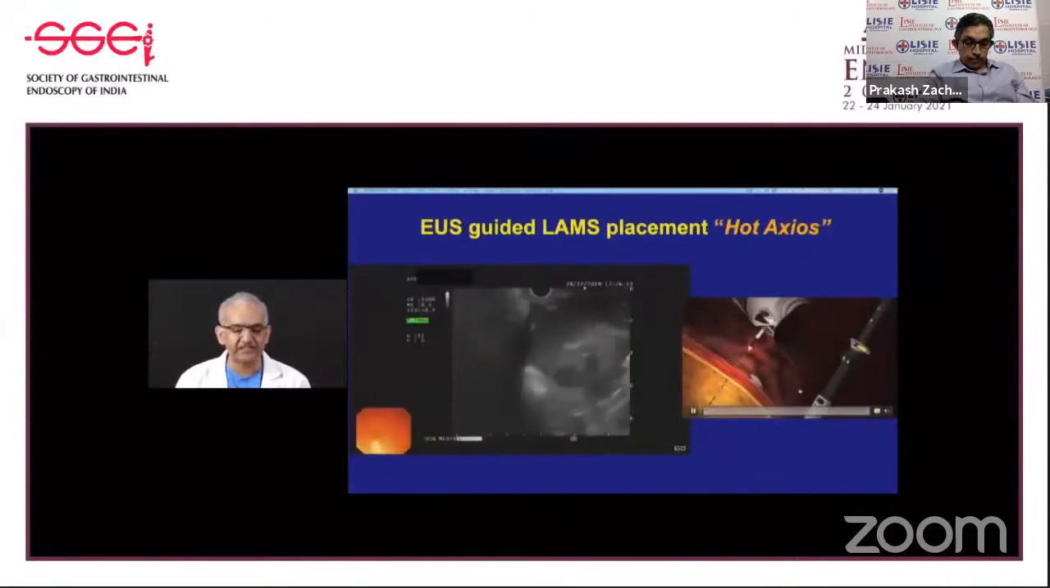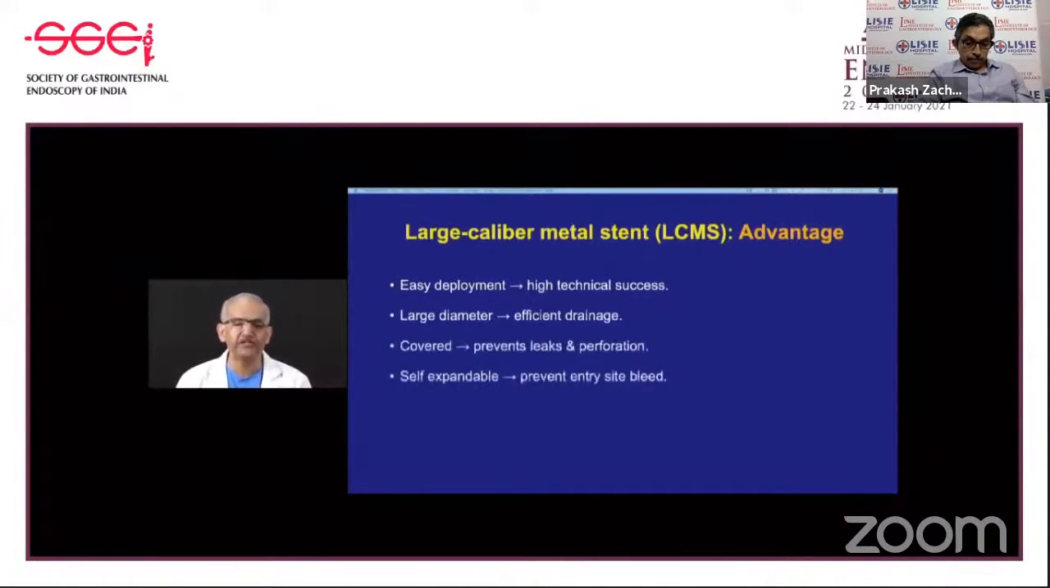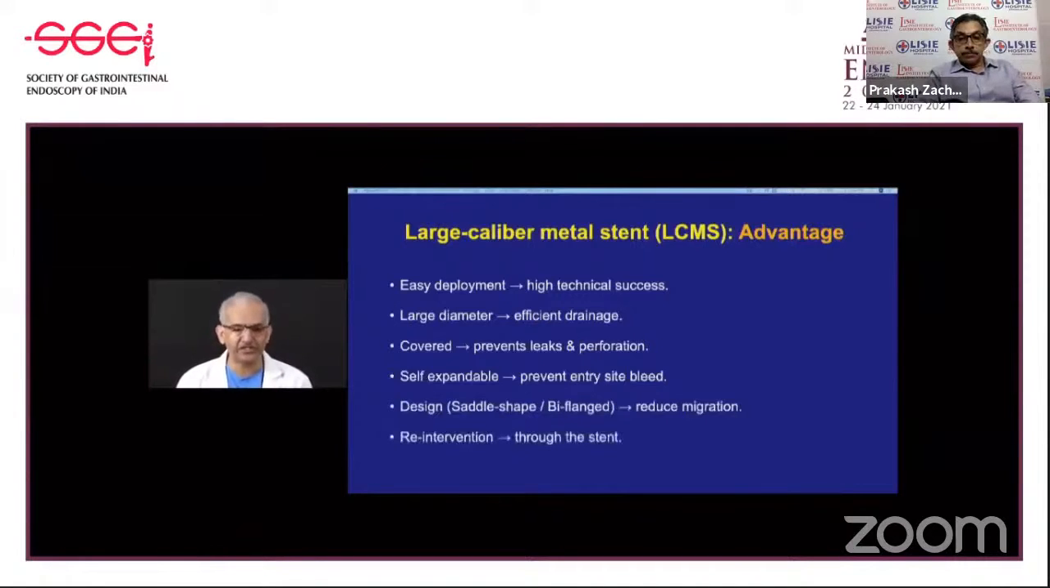Very nicely designed stent. So the advantage of large caliber metal stents is that they are easy to deploy, with very high technical success. They are large diameter, so they drain very efficiently. They are fully covered, so they prevent any leaks and perforations. They are self-expandable, so they prevent any entry side bleed. And as they expand, the fluid keeps draining, and so does the solid debris if it's loose. The design is saddle shaped or biflange, which reduces the chance of migration. And re-intervention through the stent can always be done using a forward viewing regular endoscope.